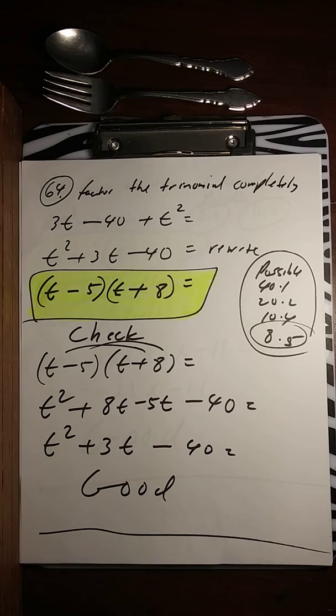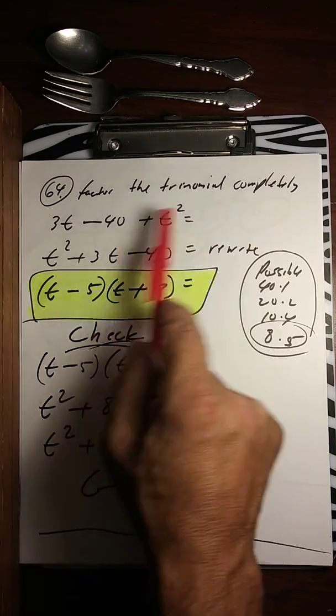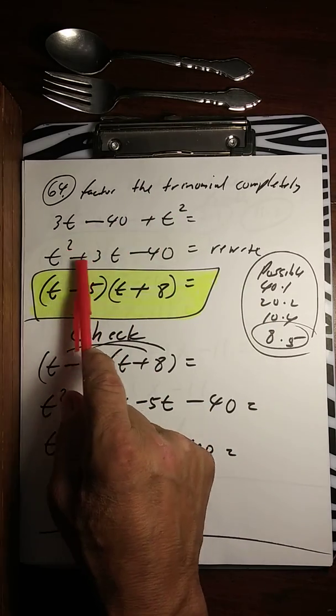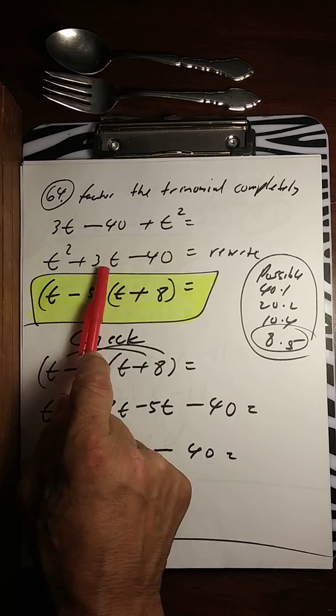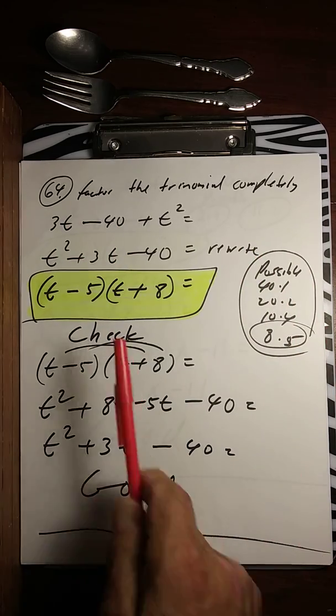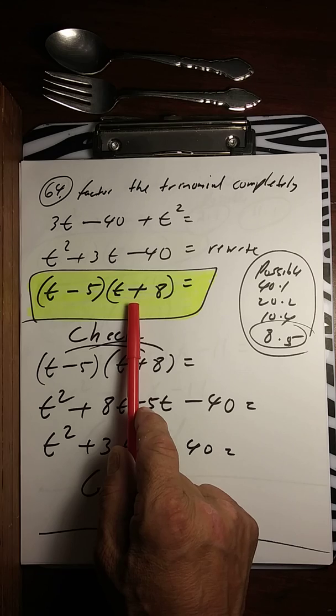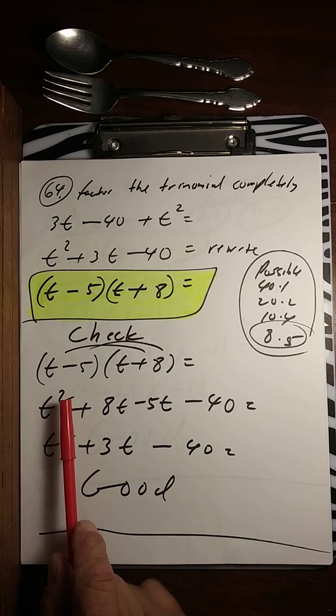Alright, so now we have factor the trinomial. Let's rewrite it. T squared, 3t, 40. Rewrite this like that. So now, is t minus 5, t plus 8 going to be working? We're going to work it.